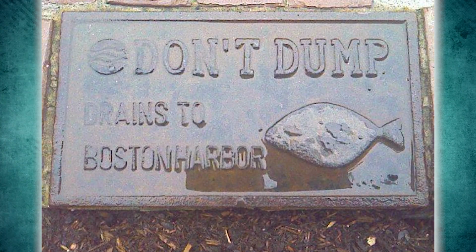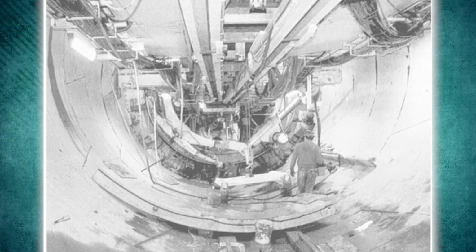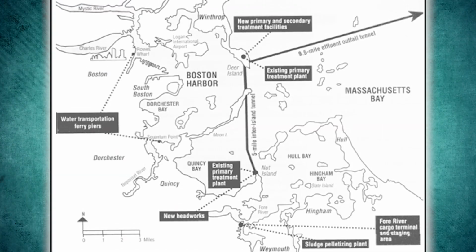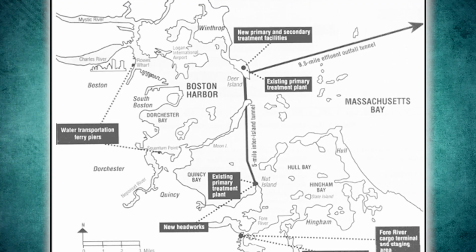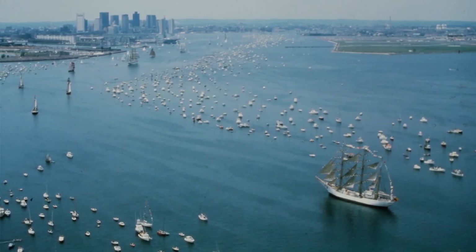With all these new constructions, the environmental concerns started to rise, and Boston Harbor kept getting polluted. The Boston Harbor Cleanup Project began in the 1980s to restore the heavily polluted harbor. The project focused on upgrading sewage treatment facilities, reducing pollution, and improving water quality.